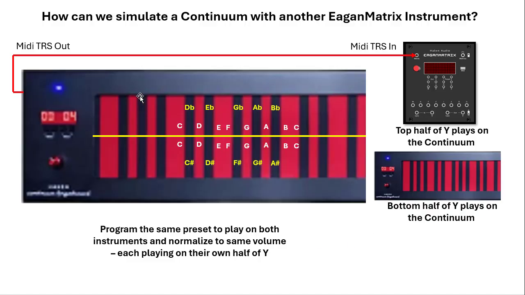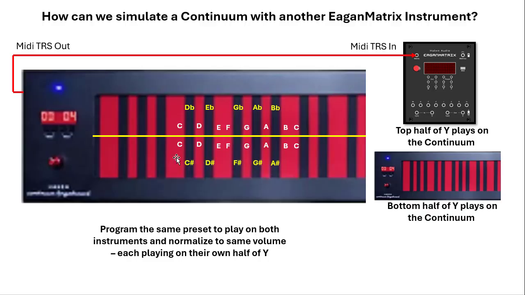I've taken my continuum and I've sent the MIDI out of that continuum to the MIDI in of an EaganMatrix module. I'll set these both to the same preset because I want them to sound like they're playing the same thing. And I'll scale the volumes of those presets so that it sounds like the same preset if I'm playing one of the instruments or the other. Now, because I have two instruments, I can split my keyboard programmatically with the EaganMatrix. We'll see that in a second.